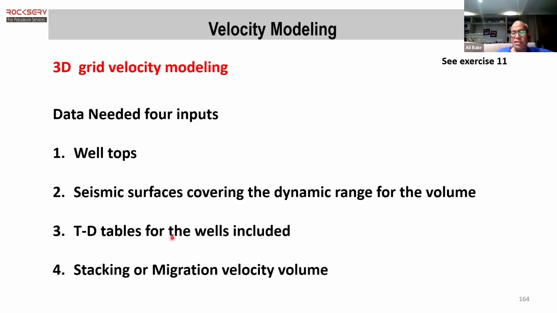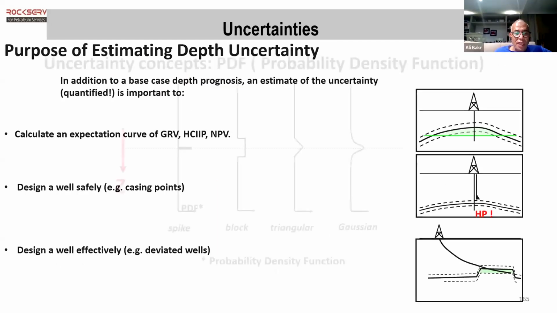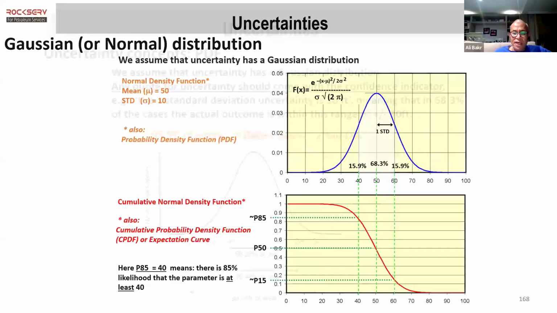The time depth tables come from what? They come from our measured velocities, which could include the check shot, the VSP, the calibrated sonic, or whatever. This is going to match the time depth tables for me. The last thing is the stacking or migration velocity volume. With those 4 inputs, I'm going to calibrate the velocity volume with the time depth table at the well location. I'm going to distribute the difference in between using my surfaces, and then I'm going to come up with a 3D velocity model. And this 3D velocity model has a very accurate shape.